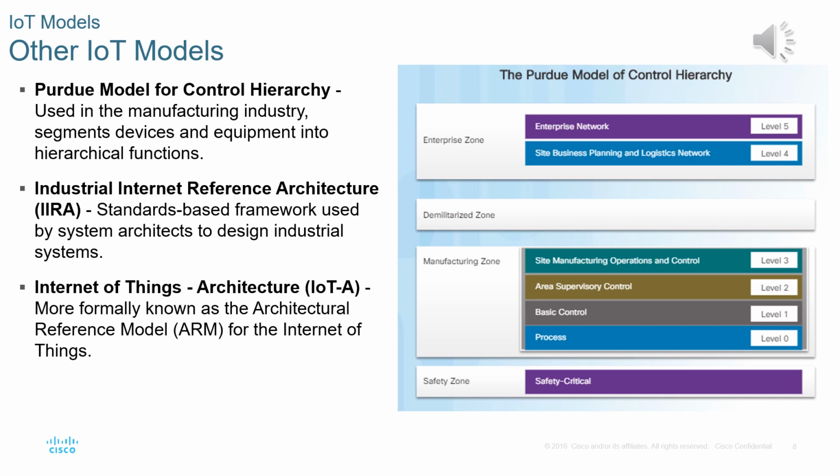There are a variety of other special use IoT models that have been developed, including the following: Bridge model for control hierarchy. This is a common and well-understood model in the manufacturing industry that segments devices and equipment into hierarchical functions. Industrial Internet Reference Architecture is a standards-based framework used by system architects to design industrial systems. Internet of Things Architecture. Commonly referred to as IoT-A, this model is more formally known as Architectural Reference Model for the Internet of Things. The IoT-A is maintained by the IoT Forum.